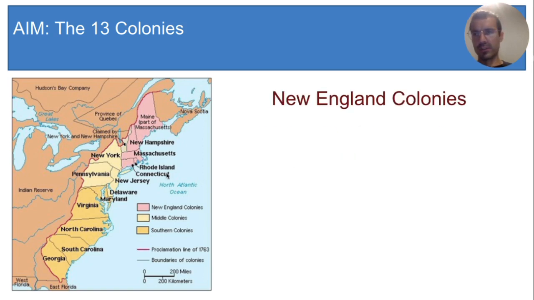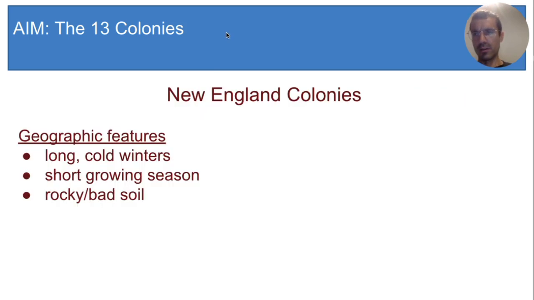The New England colonies, which are shown in pink on this map, include New Hampshire, Massachusetts, Rhode Island, and Connecticut. As you can see, they're the farthest north, and we call this entire northern region New England. In terms of geography, the New England colonies are cold.